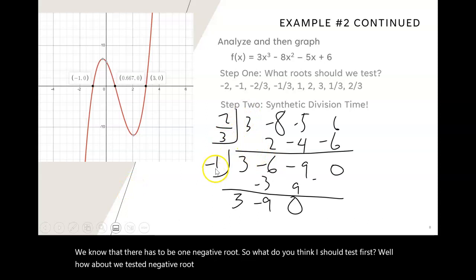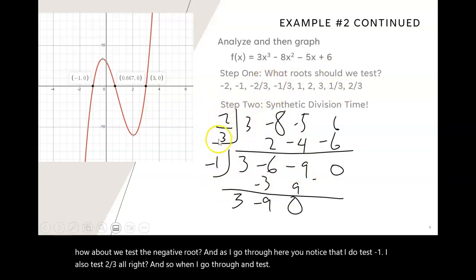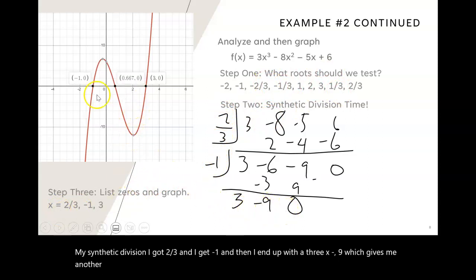And as I go through here, you notice that I do test -1. I also test 2/3. All right, and so when I go through and test my synthetic division, I get 2/3 and I get -1, and then I end up with a 3x minus 9, which gives me another root of 3. And as you can see, the end behavior of this is an odd positive polynomial, and we go through each of our roots.